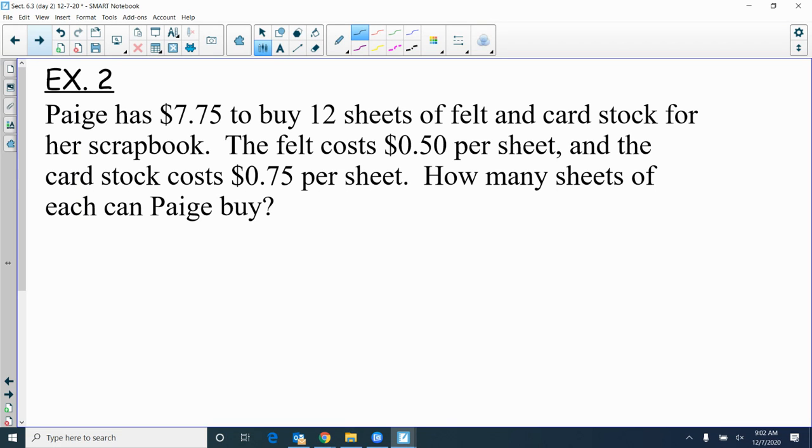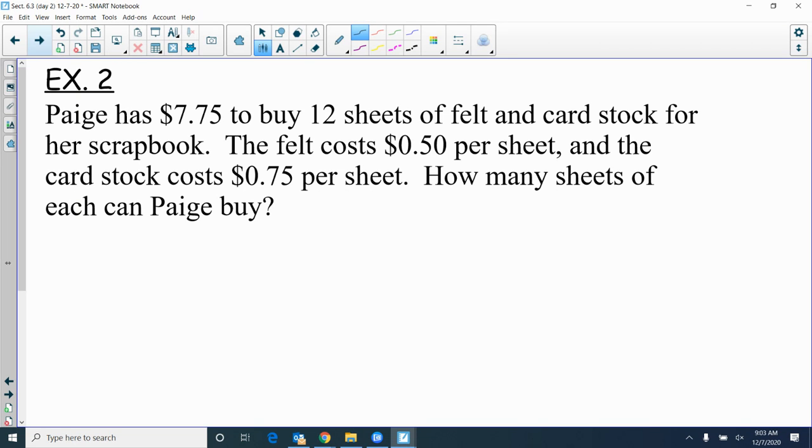Give me one pencil. All right, now what we're gonna have to do is create, listen up, we gotta create our system. You're not given the system. You're given a scenario, and from the scenario, you come up with a system. It says Paige has $7.75 to buy 12 sheets of felt and cardstock for her scrapbook. The felt costs 50 cents per sheet, and the cardstock costs 75. How many sheets of each can she buy?